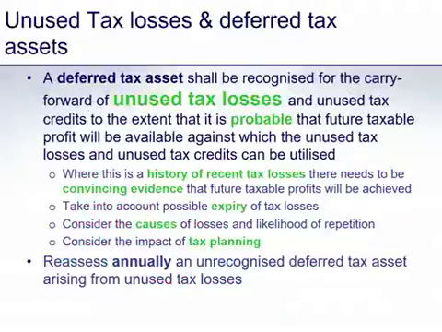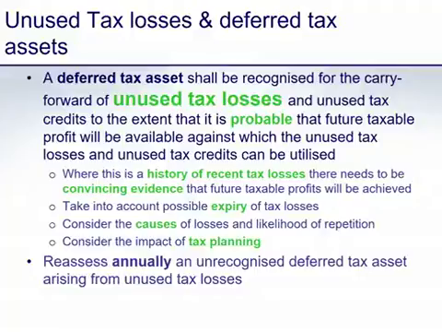As we saw earlier, it is possible to have a temporary difference that arises even though there is no asset or liability on the balance sheet of the reporting entity. And IAS 12 requires a deferred tax asset to be recognized for the carry forward of any unused tax losses and tax credits to the extent that it is probable that there will be sufficient future taxable profit against which the unused tax losses and tax credits can be utilized.